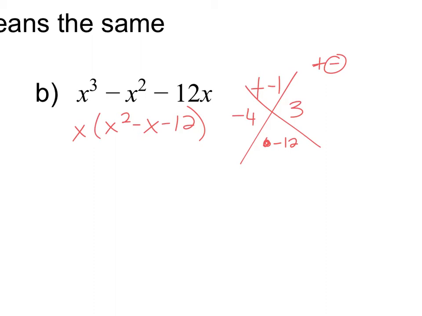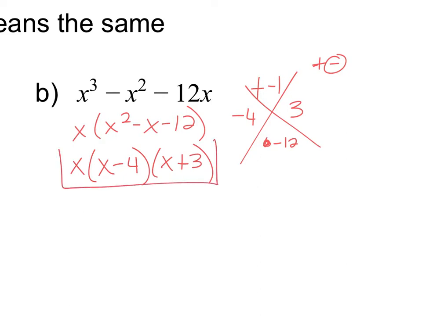On this one, do we have to factor by grouping? The answer is no, because there is no number in front of the x squared. So we can just throw it in. So this would be x times x minus 4 times x plus 3. Boom, that's it. That was a much quicker one.